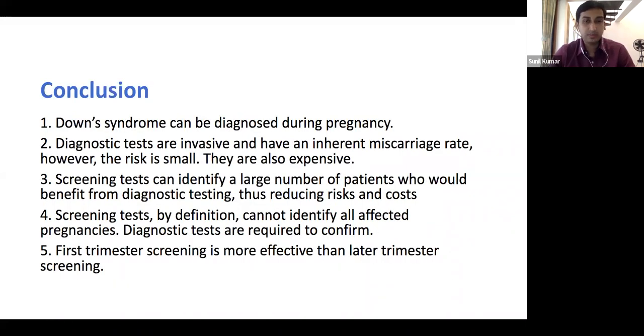So to conclude this presentation on first trimester screening, Down syndrome can be diagnosed during pregnancy. Diagnostic tests are invasive and have an inherent miscarriage rate. However, the risk is small. They are also expensive. Screening tests can identify a large number of patients who would benefit from diagnostic testing, thus reducing risks and costs. Screening tests, by definition, cannot identify all affected pregnancies. Diagnostic tests are required to confirm. First trimester screening is more effective than later trimester screening.